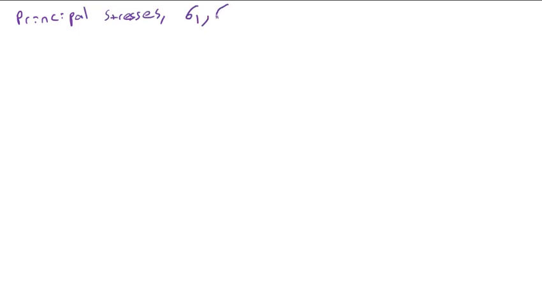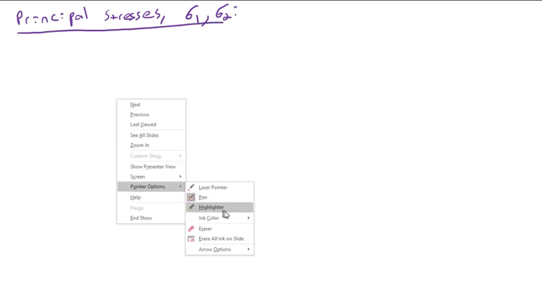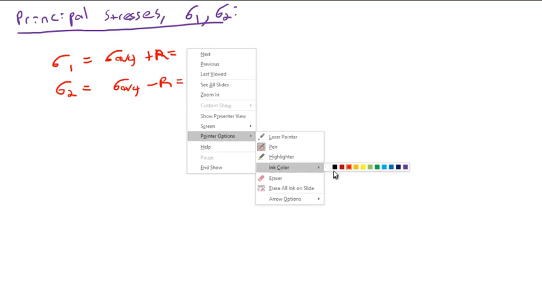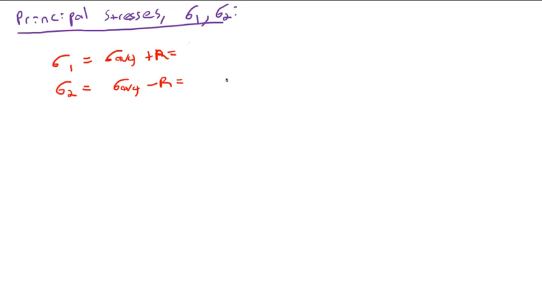Sigma 1, sigma 2. So let's see. Sigma 1 is just going to be sigma average plus R. And sigma 2 is going to be sigma average minus R. Which is equal then to negative 200 plus 1300, which will be equal to 1100 psi.